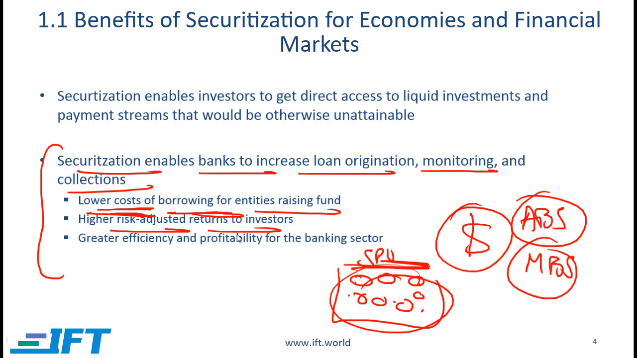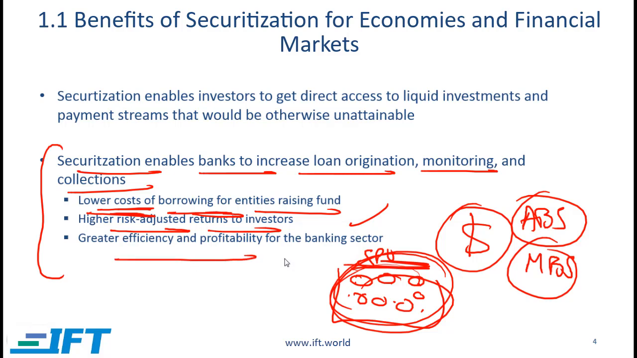Higher risk-adjusted returns for investors. Given the relatively low risk involved over here, for that level of risk, the investors in asset-backed securities or mortgage-backed securities are getting a good return, so they are happy.